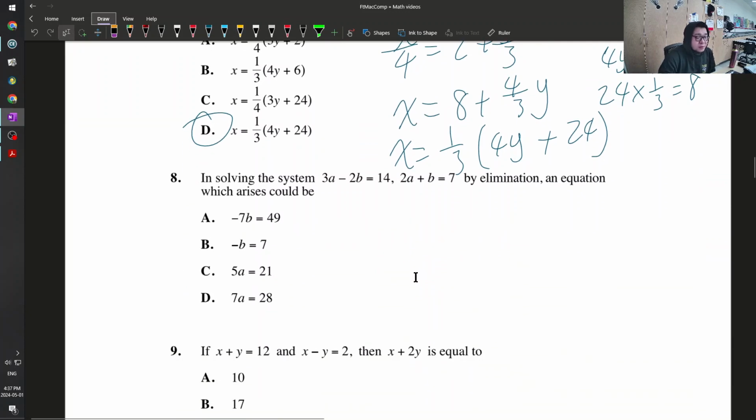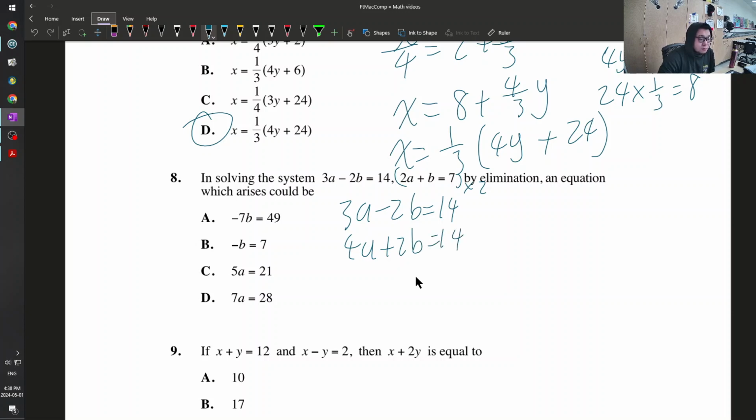8. In solving the system 3a minus 2b is equal to 14, and 2a plus b is equal to 7, by elimination, an equation that could arise could be... Here, I think you just solve for it and then see which one of these plugged in is correct. So let's just solve it. 3a minus 2b is equal to 14. Multiply this by 2. We get 4a plus 2b is equal to 14. Really? Huh.